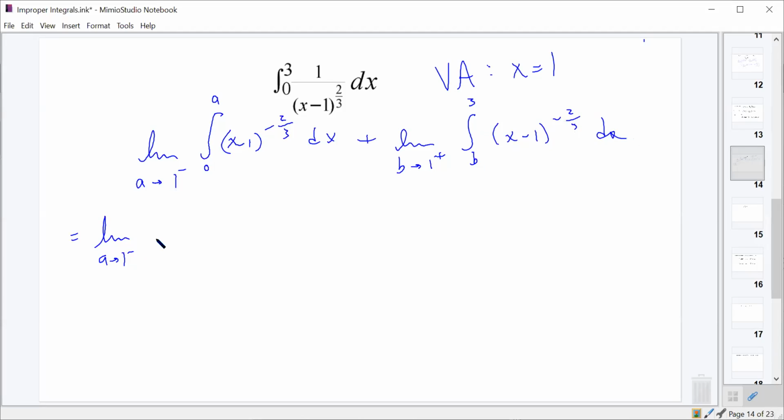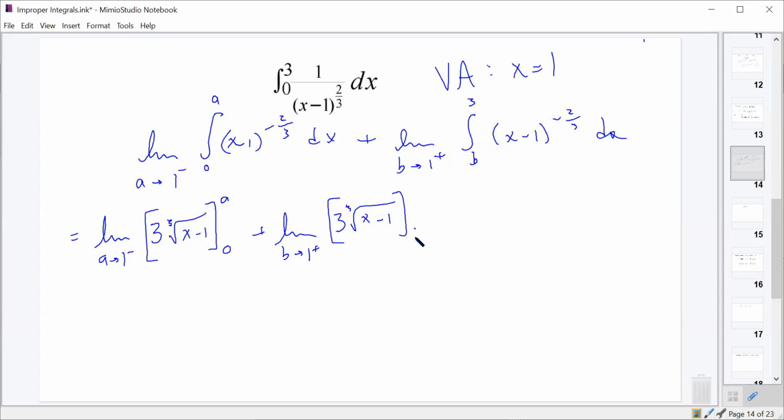Should be just the cube root of x minus 1 divided by 1/3, right? So 3 cube roots of x minus 1. Everybody good with that or no?